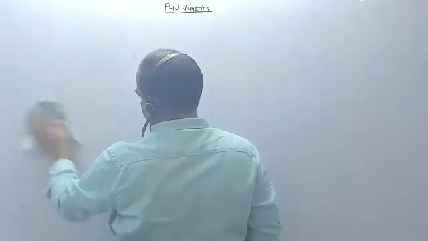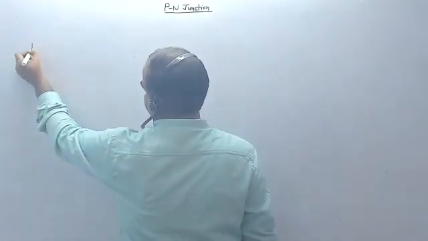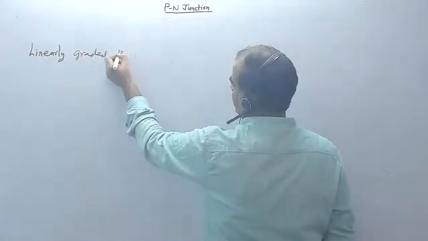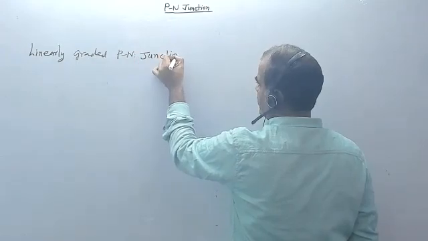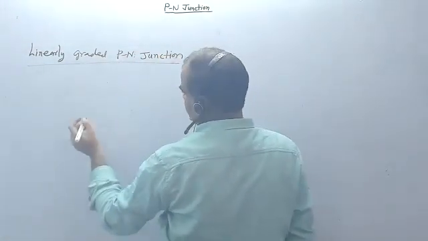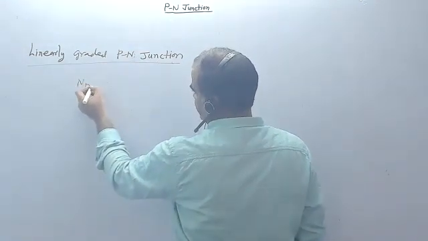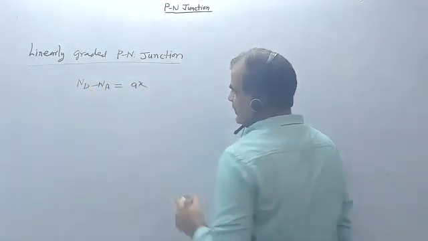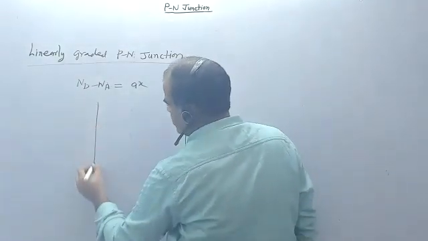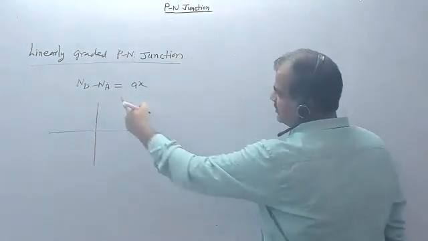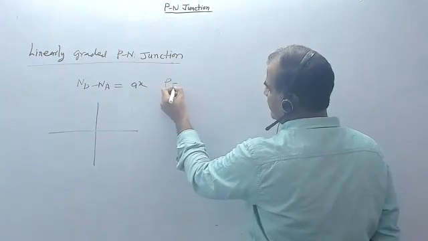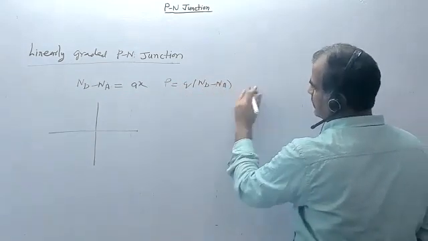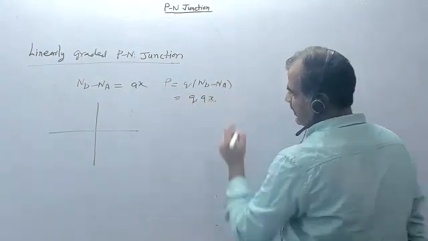Linearly graded PN junction. Now you are given the concentration, ND minus NA, which varies as a function of x. So the charge density will be Q into (ND minus NA), which is equal to QAx. That is given like this.